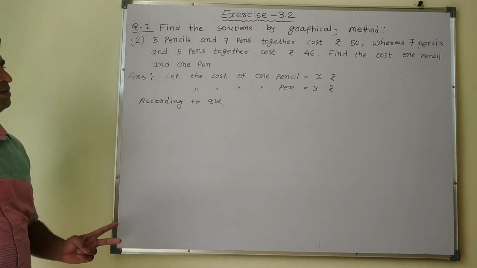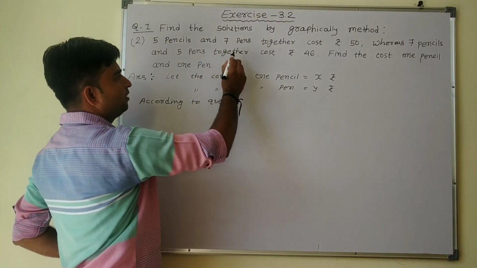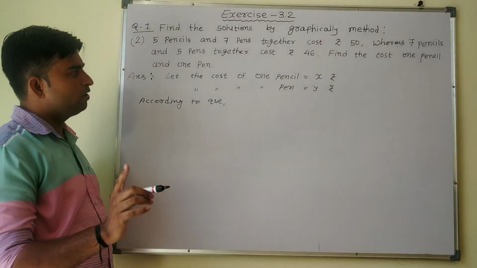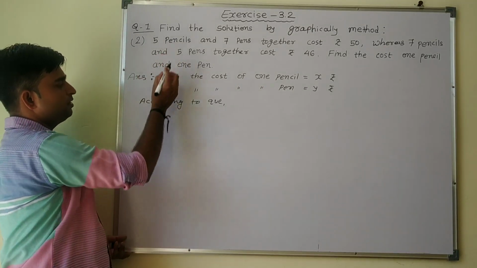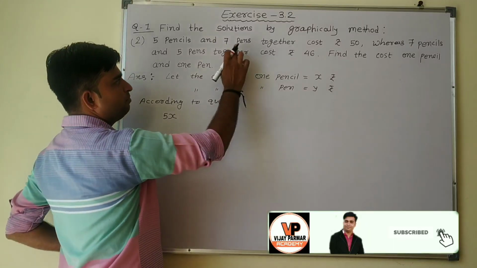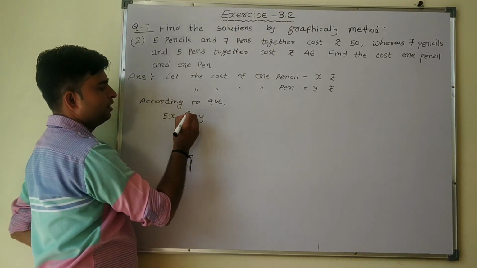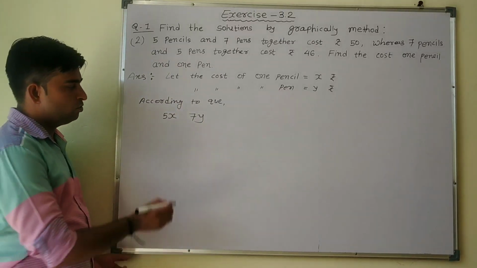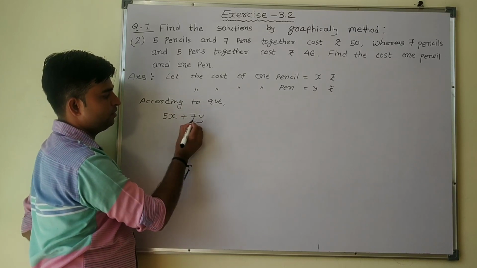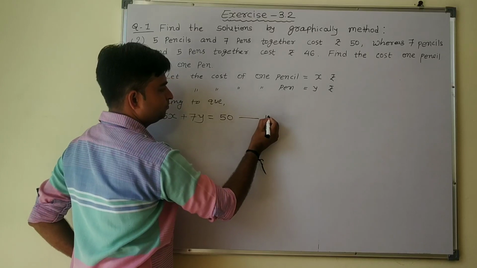here total two conditions are given. In the first condition, 5 pencils, 7 pens, cost rupees 50. So the cost of 1 pencil equal to x, then the cost of 5 pencils becomes 5x. Then the cost of 7 pens is equal to 7 multiplied by y, so it becomes 7y. Now the total cost of these two is equal to the given 50. So 5x plus 7y is equal to 50. So this is the first equation.